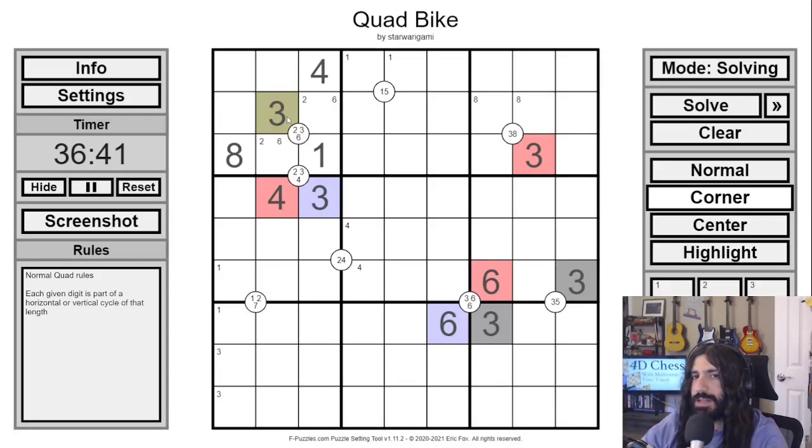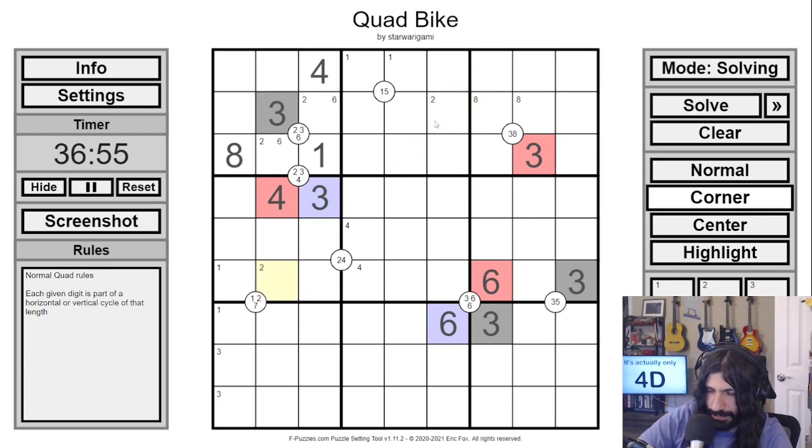It depends on where the 6 is. It has to participate. So there's either a 2 here or here. So we'll do one of these to kind of remind ourselves of that. Because if this is a 6, then to complete this horizontal cycle, the 2 would be here. So it depends on where the 2 is.